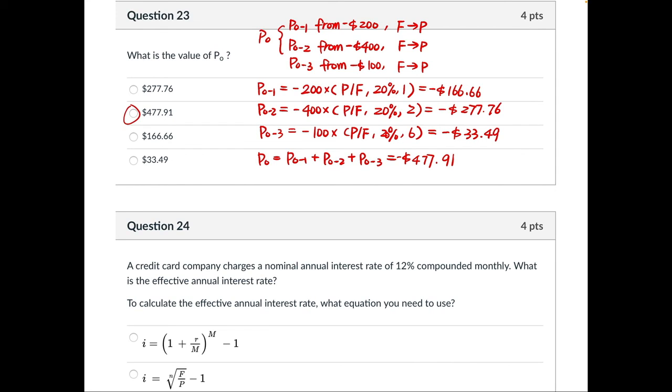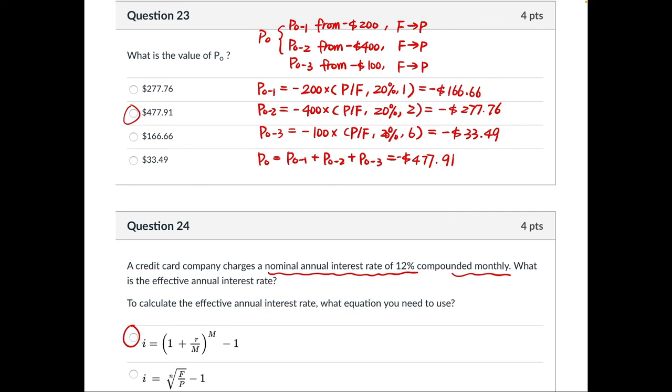All right, the last problem is about the effective interest rate. A credit card company charges a nominal interest rate of 12% compounded monthly. So that is a nominal annual interest rate compounded monthly. What is the effective annual interest rate? We have a formula, right? So this is the formula you need to use.